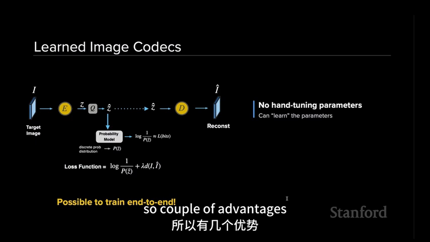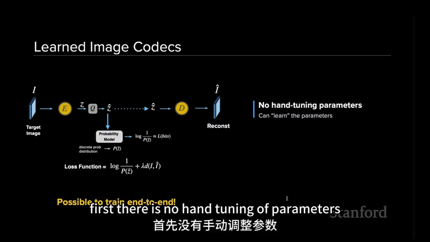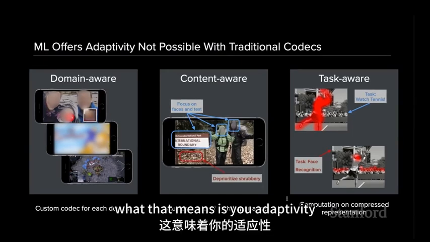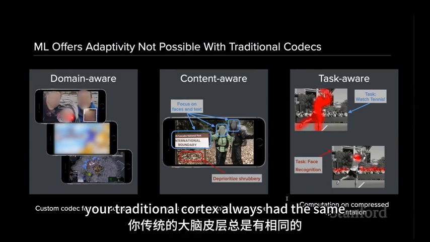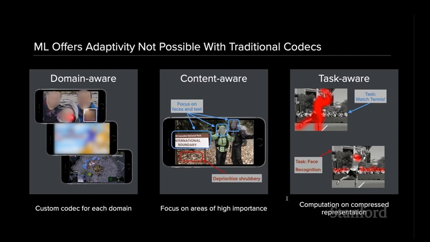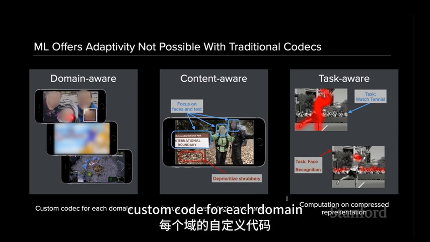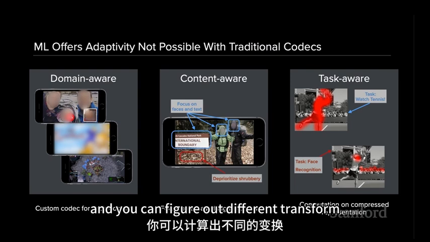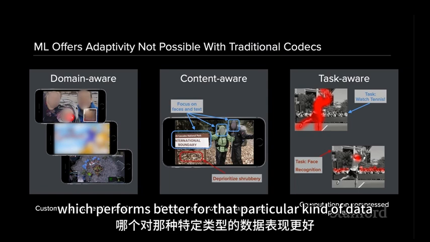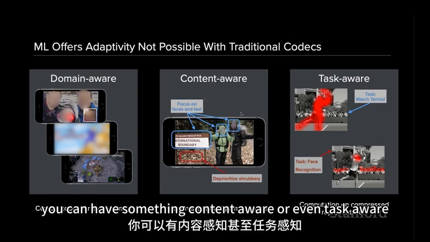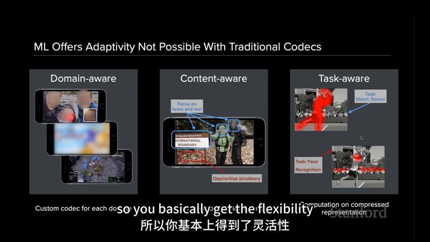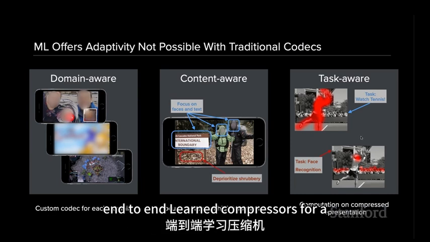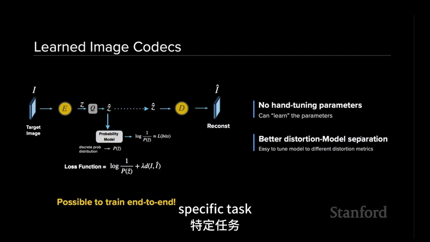A couple of advantages. First, there is no hand tuning of parameters. You can learn the parameters. What that means is you get adaptivity, which was not possible with traditional codecs. Your traditional codecs always had the same matrices. But now you can have, for example, a custom codec for each domain. You can have something for cartoons, something for games, something for TV series, and you can figure out different transform code values for each of them, which performs better for that particular kind of data. You can have something content aware or even task aware. So you basically get the flexibility because now you can train these end-to-end learned compressors for a specific task.